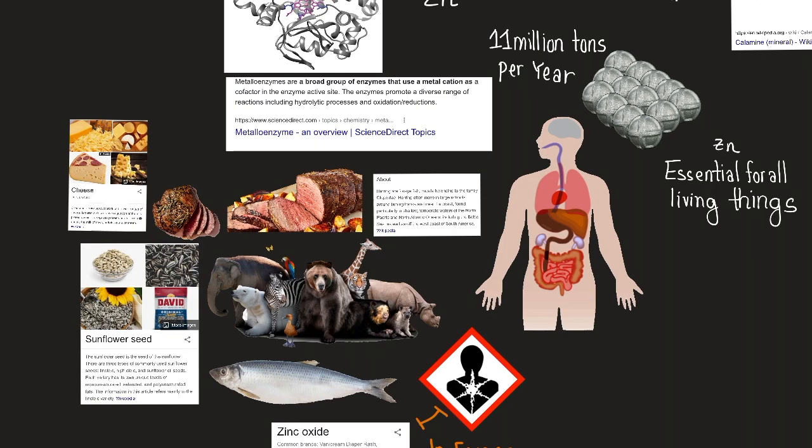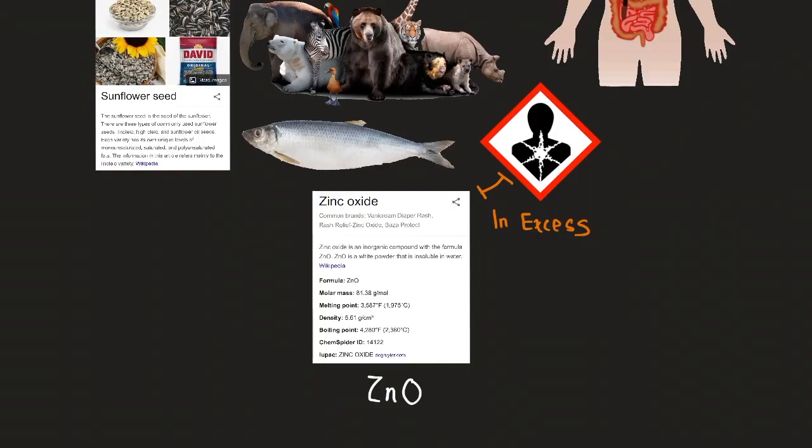Zinc is essential for all living things, forming the active site in over 20 metalloenzymes. The average human body contains about 2.5 grams and takes in about 15 milligrams per day. Some foods have above average levels of zinc, including herring, beef, lamb, sunflower seeds, and cheese. Zinc could be carcinogenic in excess. If freshly formed zinc oxide is inhaled, a disorder called oxide shakes or zinc chills can occur.